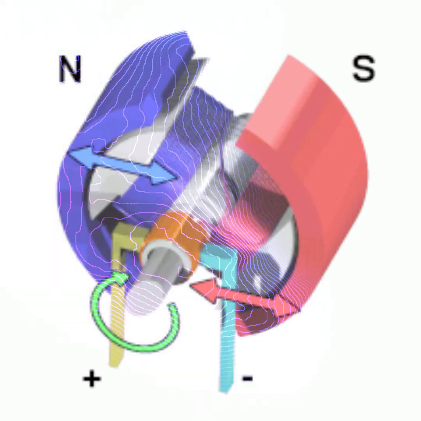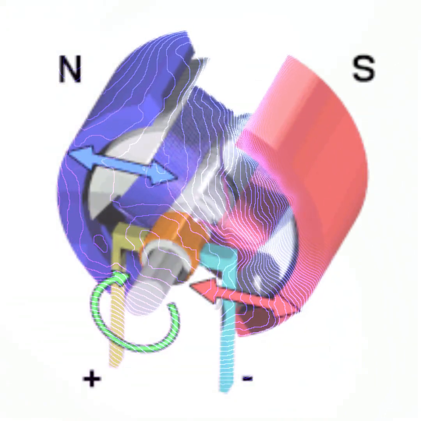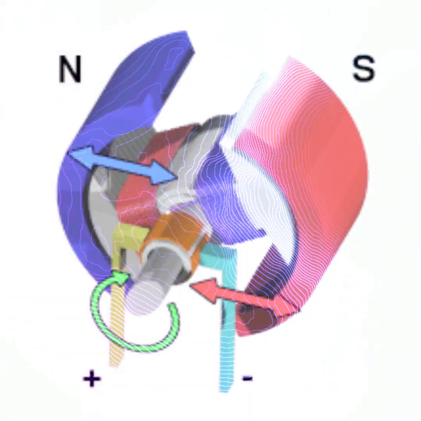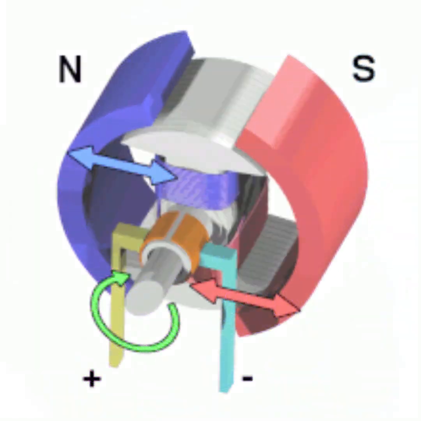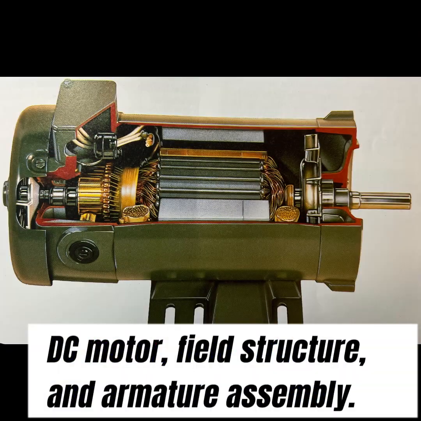identify the series and shunt fields and armature windings with an ohm meter, connect the motor leads to form a series, a shunt, or a compound motor, describe the differences between a differential and a cumulative compound motor. So let's get started.